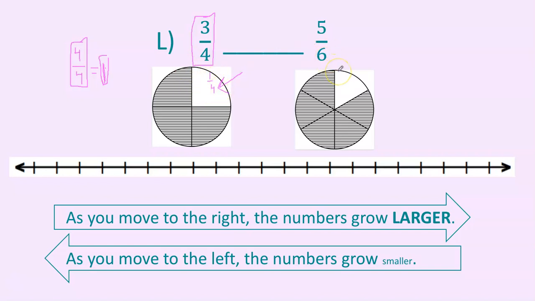Now over here, when you look at 5/6, how far away is 5/6 from 1? Well, 6/6 is equal to 1, so 5/6 is just 1/6 away from being a whole, from being equal to 1. So 5/6 is actually the larger amount because it's closer to 1 than 3/4. So we would say that 3/4 is less than 5/6, or you could read this 5/6 is greater than 3/4.